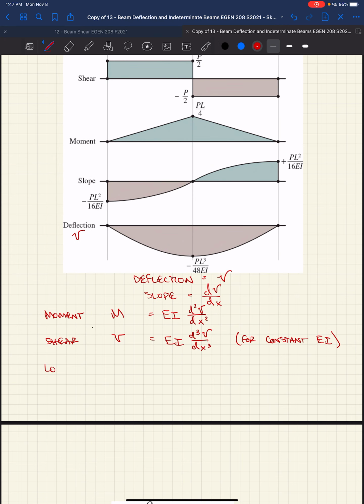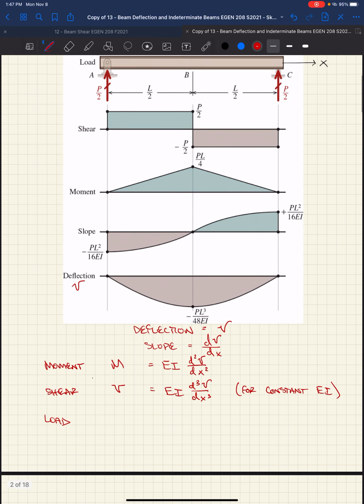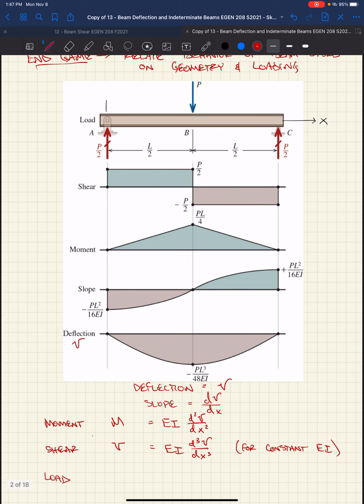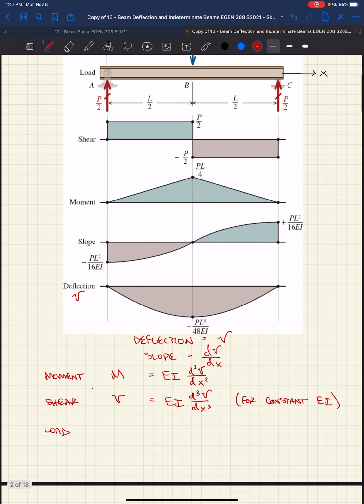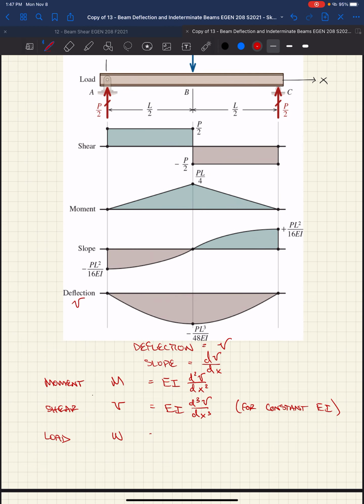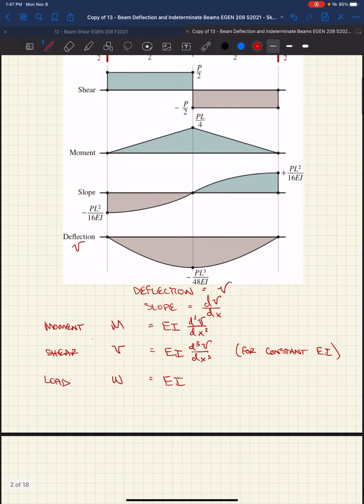Finally, we have, right, load. We went to shear. Well, then there's this load that we have acting. Load, in this case, call it W. EI. Any guesses what it is?